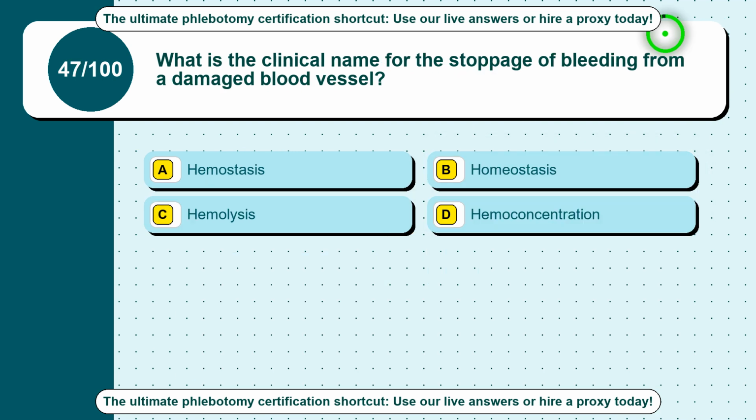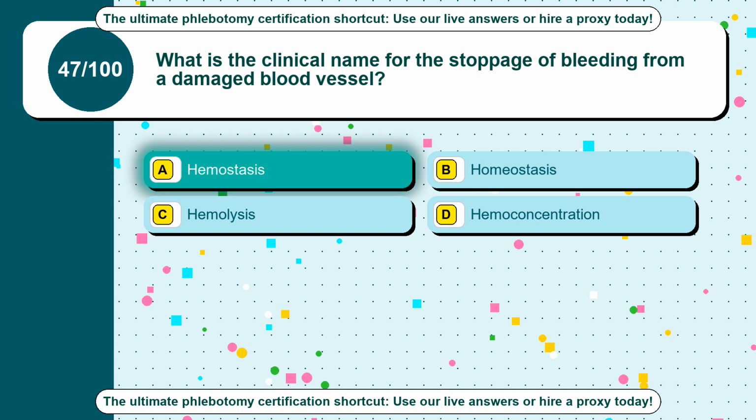Question 47. What is the clinical name for the stoppage of bleeding from a damaged blood vessel? Option A, hemostasis. Option B, homeostasis. Option C, hemolysis. Option D, hemoconcentration. The correct answer is option A, hemostasis.